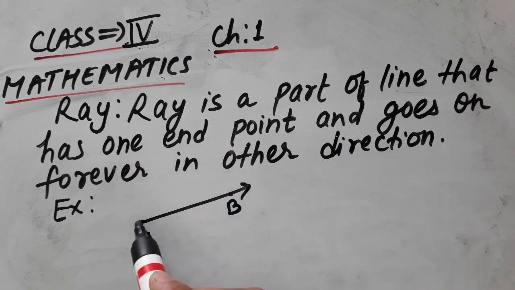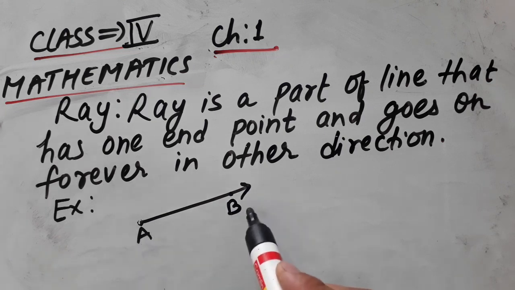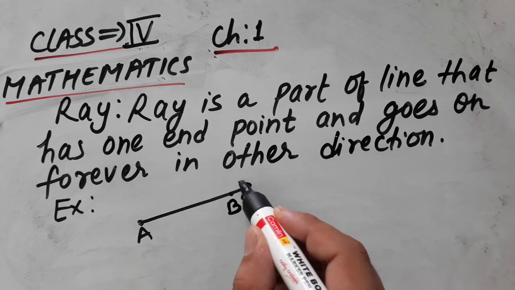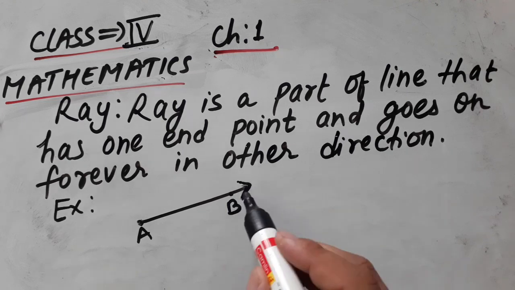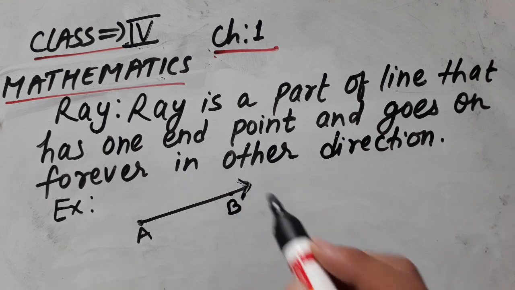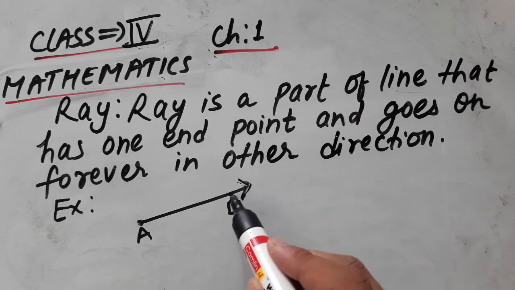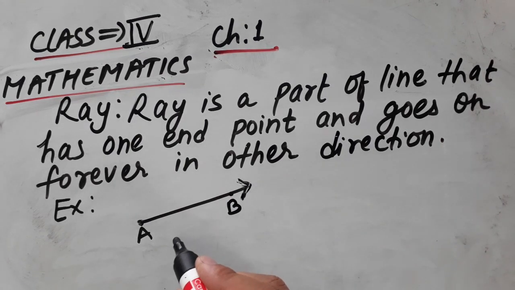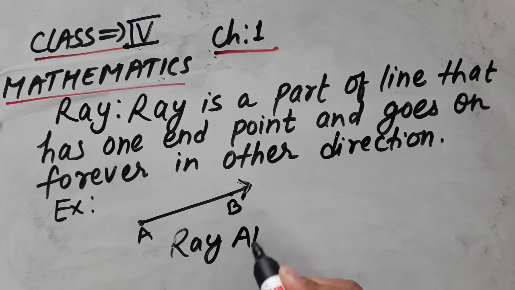This ray has begun from the point A. Therefore, you have to read A first. Ray AB. This is your end point, and this is the direction where you can extend it further. You can read it as ray AB and write it as ray AB.